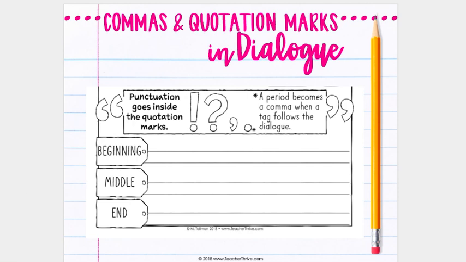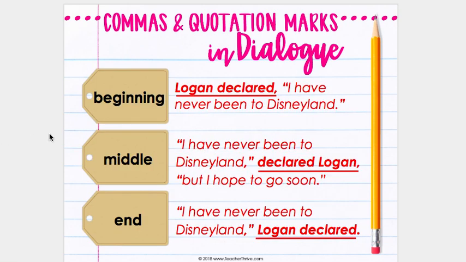Now at the bottom of your doodle notes, you will do the same thing. Write anything that is in red and pause the video if you need more time. So again, you see a beginning tag. Logan declared, "I have never been to Disneyland." A middle tag, where you see the tag in the middle of a dialogue, states, "I have never been to Disneyland," declared Logan, "but I hope to go soon." And a tag at the end of the dialogue, "I have never been to Disneyland," Logan declared. So please pause the video and take these notes that are in red.